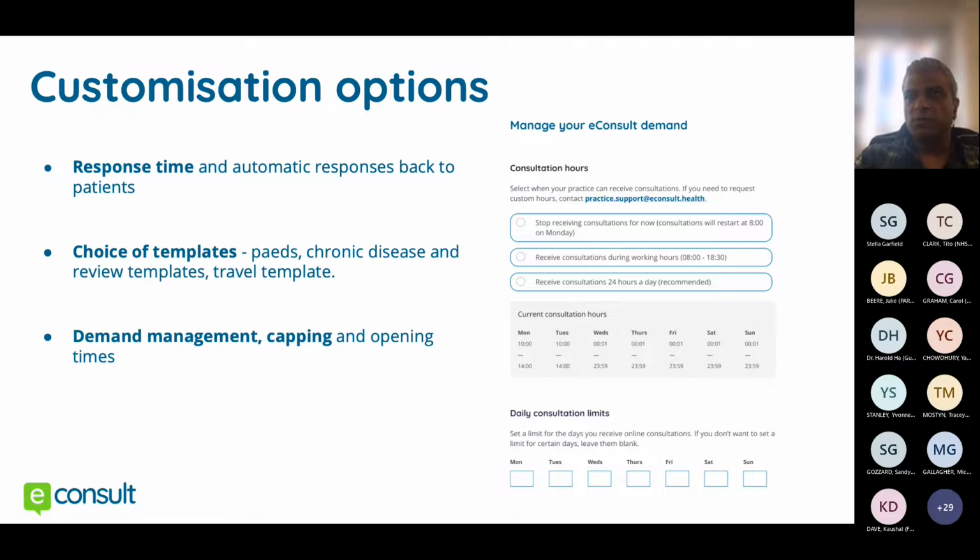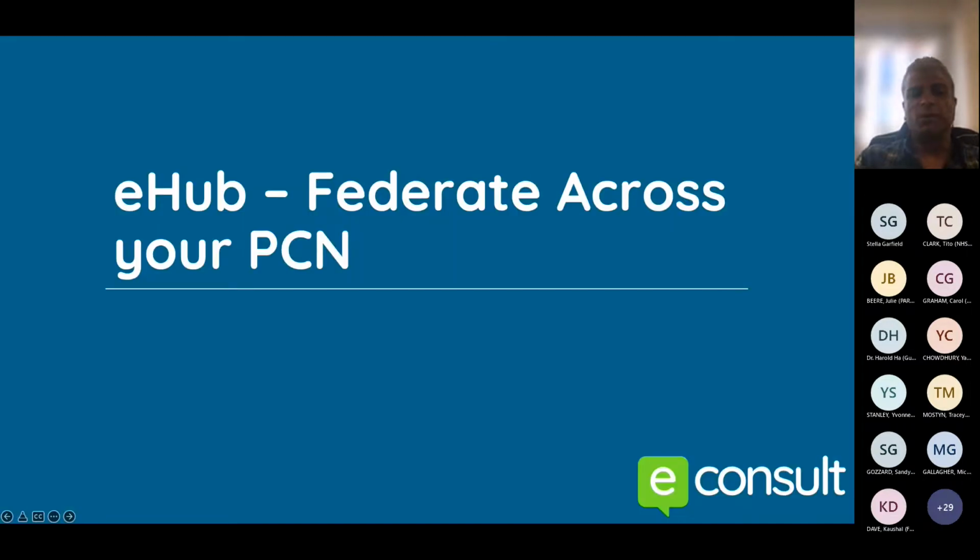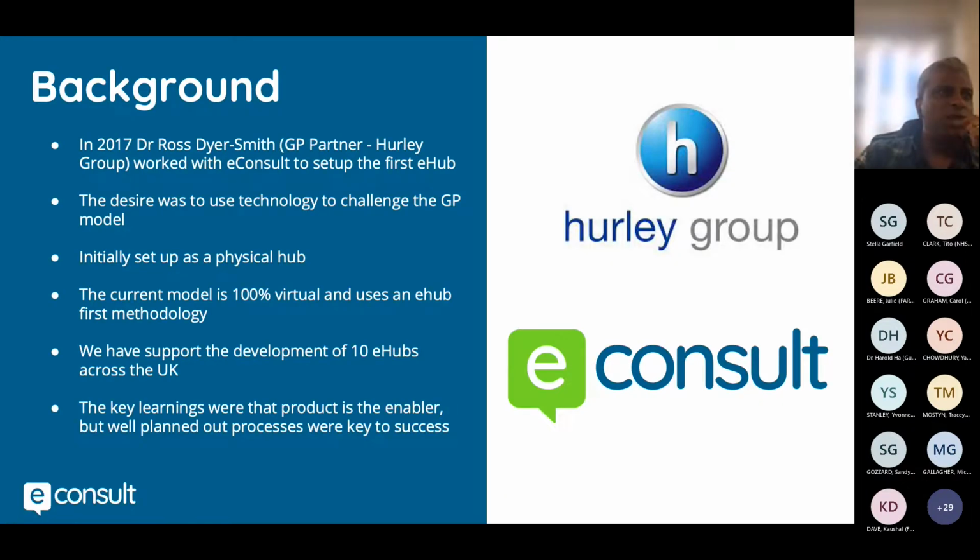And the last part of the presentation I'm going to go through is just the ability to create your own eHubs. We created our first ever eHub within the Hurley group about 5 years ago. And that hub has evolved several times since it was created.